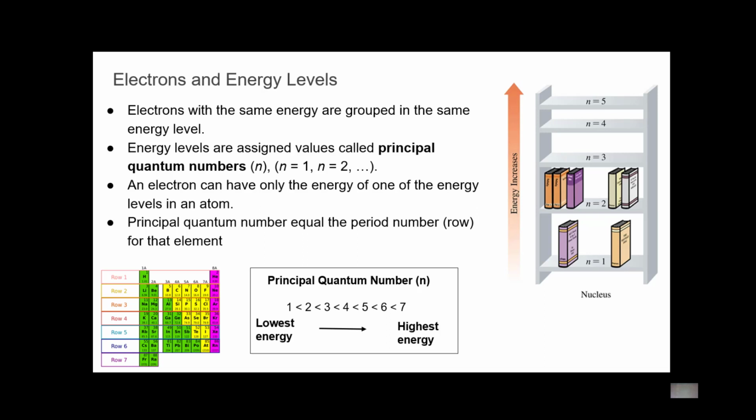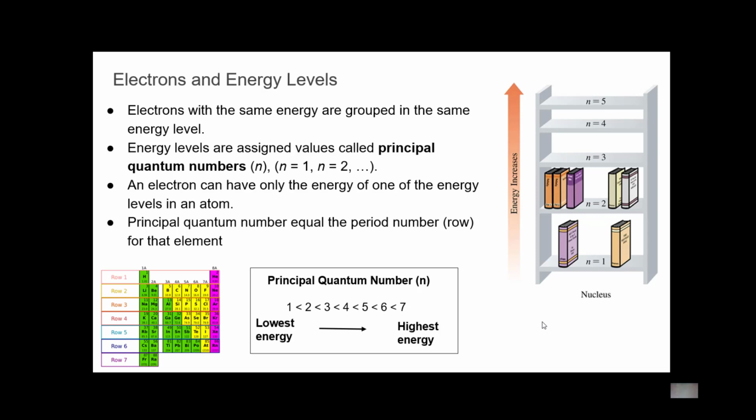So, electrons and energy levels. Okay, so I'm going to explain how this works. The principal quantum number is 1. That's the lowest, and the highest energy is 7. So this is similar to putting books on a bookshelf. Now you have to start at the bottom though.